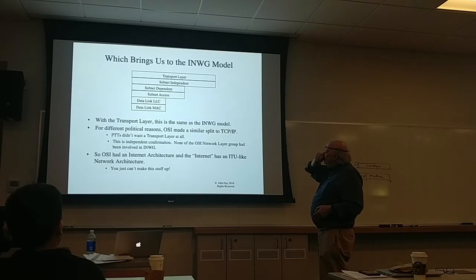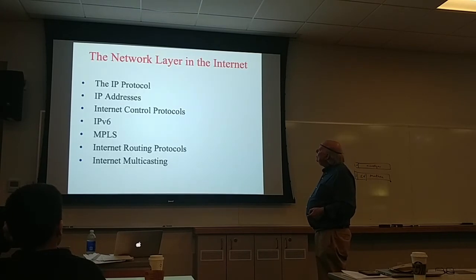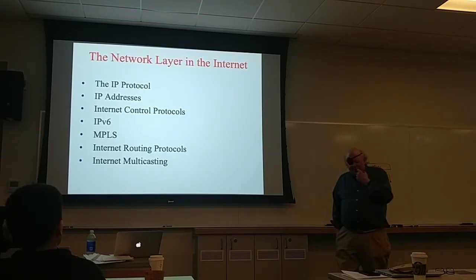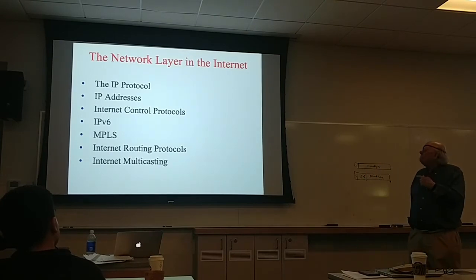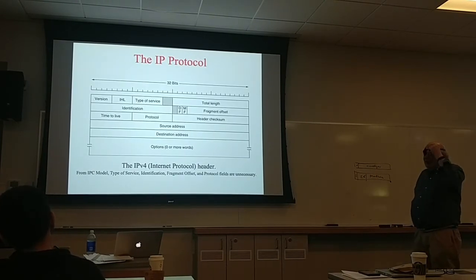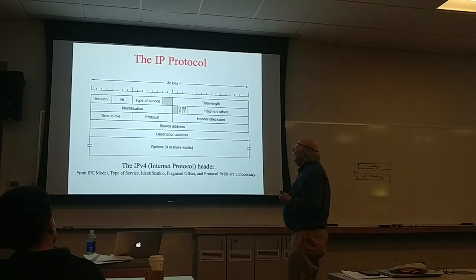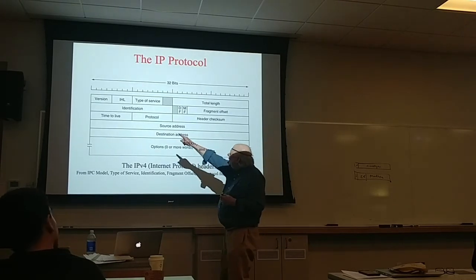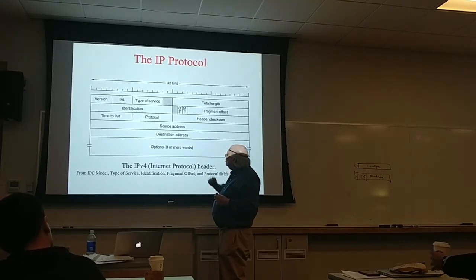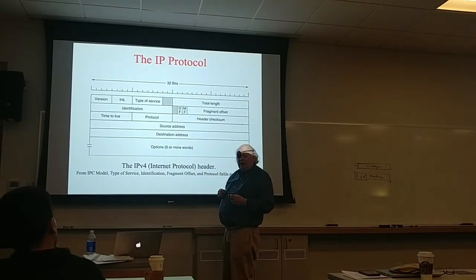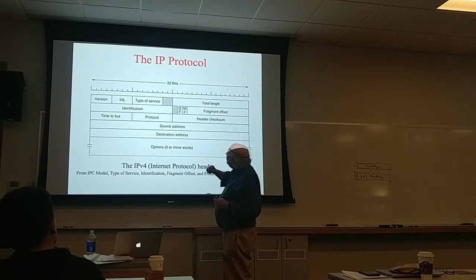And so you end up with something like this in the lower layers. Now let's take a look at what we've got for real. Here's IP. This is what an IP protocol header looks like. What do we got? Well, we got a version field. We've got a header length field, which is half a byte.